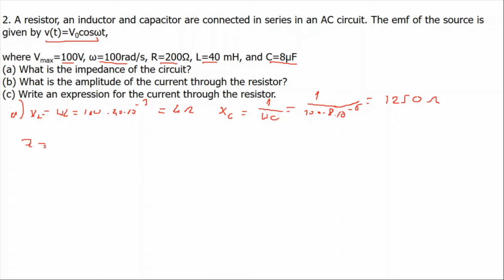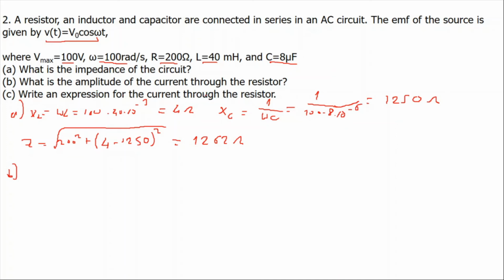Now it is easy to calculate the impedance. Z is equal to the square root of R squared, 200 squared, plus XL, which was 4, minus XC, 1250, squared. If we calculate it, it will be equal to 1262 ohms. This is the total impedance of the circuit. Now let's go to B.